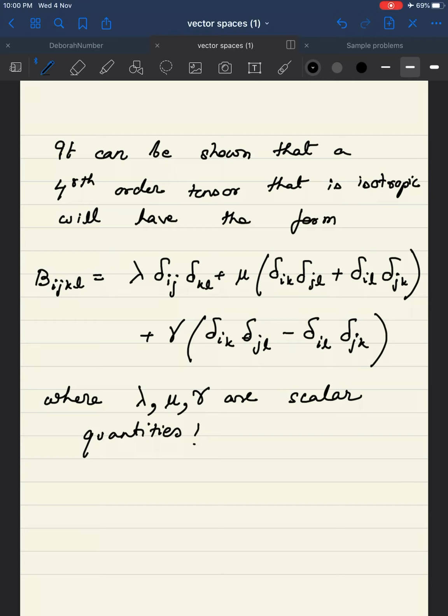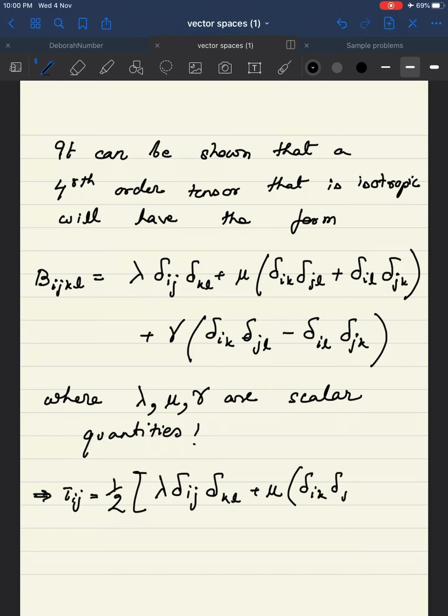So for us, this tau ij now simplifies down to this huge quantity. I'm just copying from my notes here.